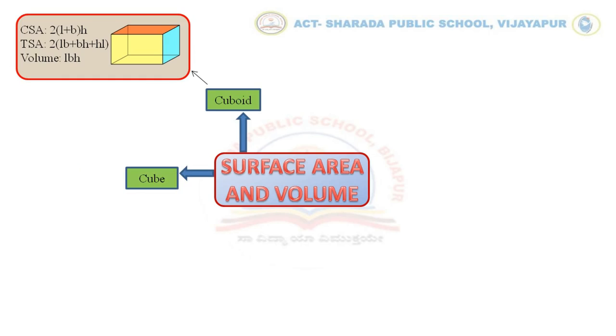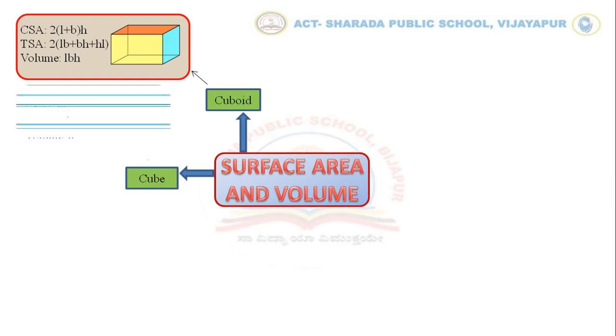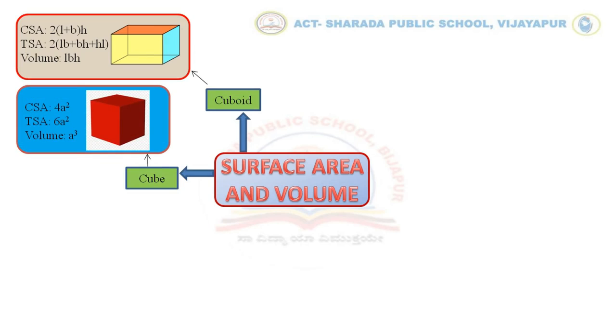Next, cube. A cube is a cuboid in which all the sides are equal, that is, length, breadth and height are all equal to each other. So instead of separating them as LBH, we represent them by the letter A, that is, A is the side of the cube. So the curved surface area of the cube is given by 4A square, the total surface area is 6A square, and the volume is given by A cube.